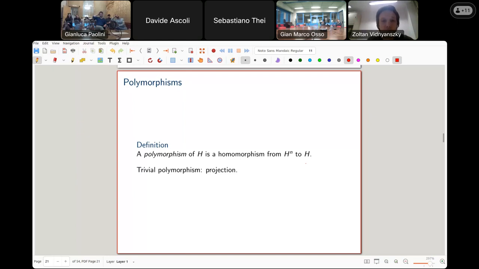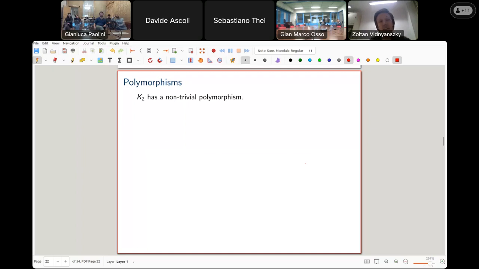And what about more interesting polymorphisms? My claim is that K2, the complete graph on two vertices, has an essentially non-trivial polymorphism. In fact, I will construct such a polymorphism from K2 to the power of 3 to K2. This polymorphism is going to be the majority map. So let's just quickly check. What is the majority map? The elements here are vectors, and each entry is either 0 or 1. This vector is mapped to 0 because there are two zeros. So I take the majority of the coordinates. It's a fair voting system.